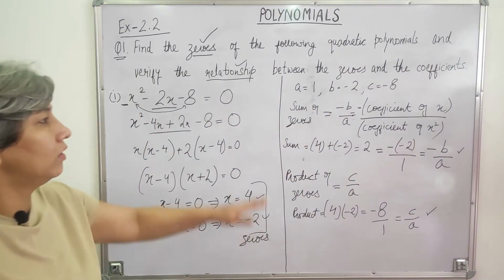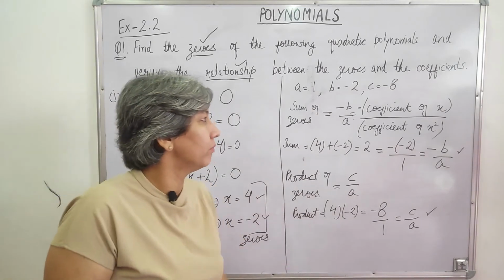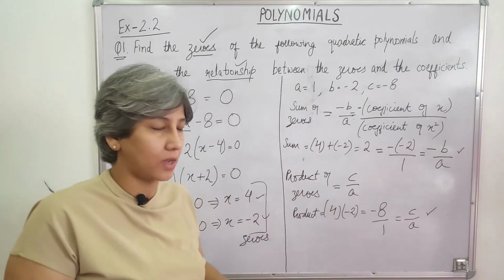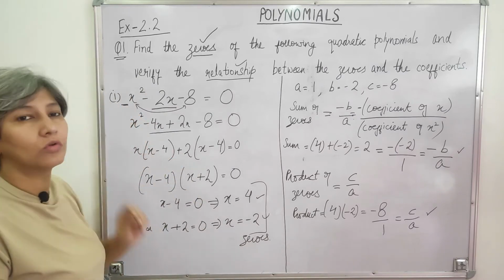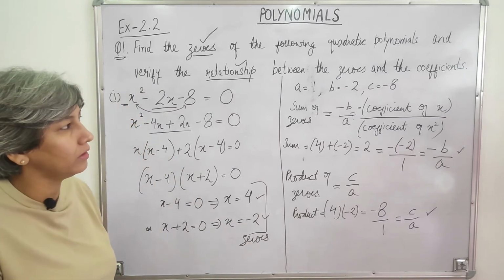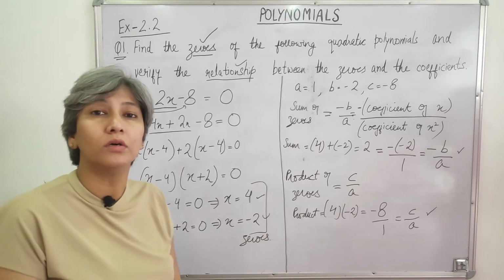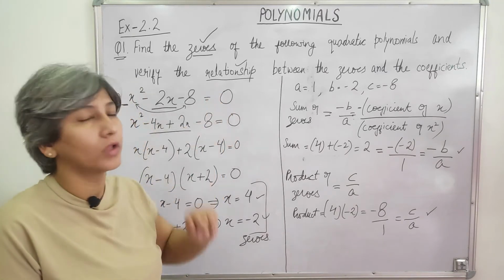Got it? My relationship between the zeros and coefficients is established. Zeros are here, and here goes my first question. It's complete, right? So let's do the second part of the first question.